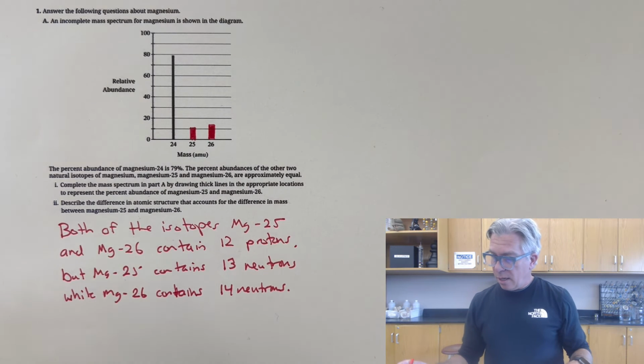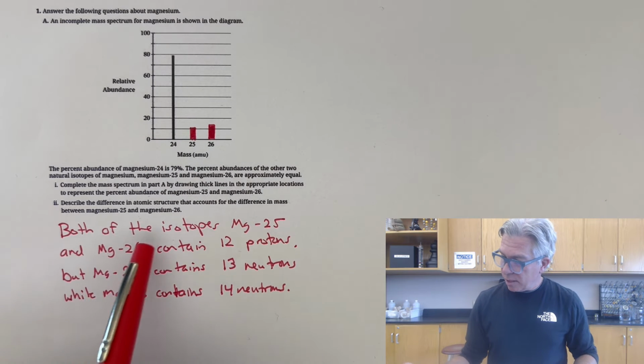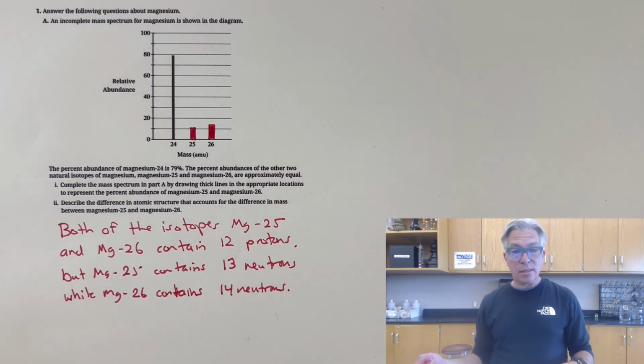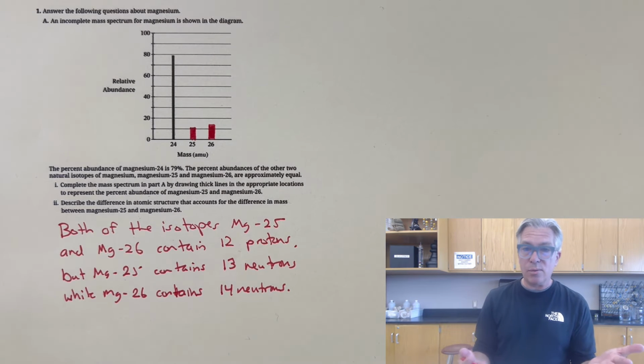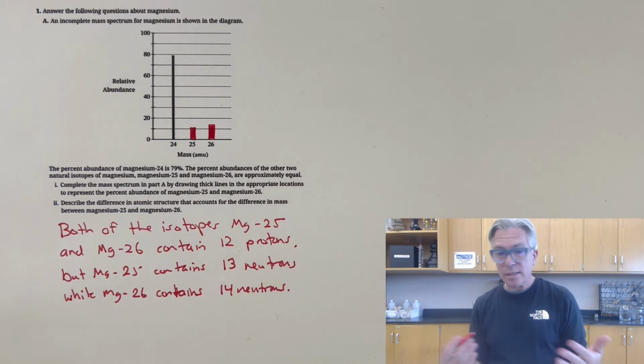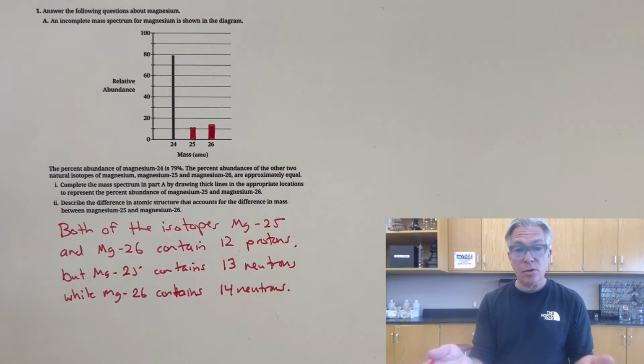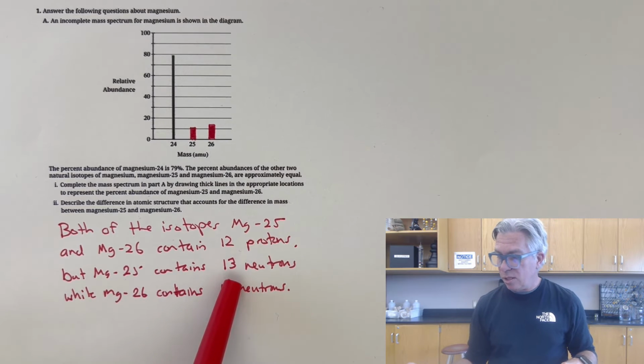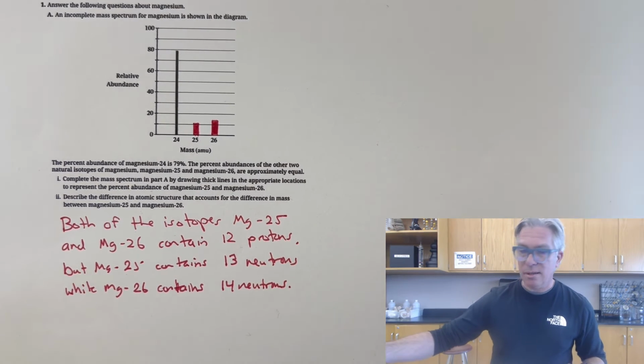And for part 2, both of the isotopes, magnesium 25 and magnesium 26, contain 12 protons. It's nice to share that with your reader so that they know that you know what's going on. Or as I like to say, they know that you know that they know that you know what's going on. But magnesium 25 contains 13 neutrons, while magnesium 26 contains 14 neutrons.